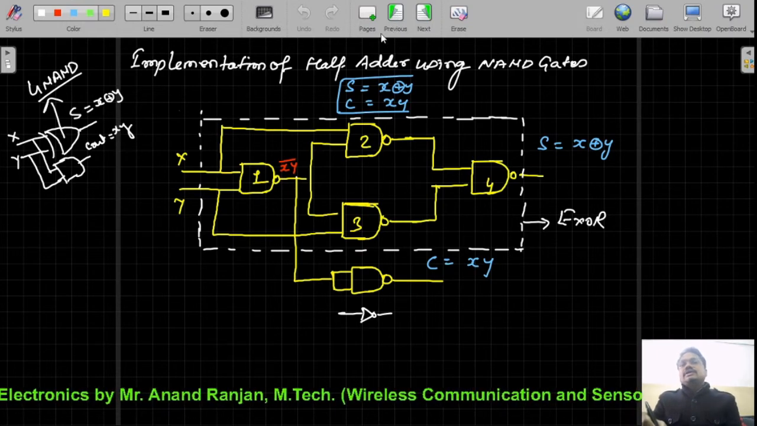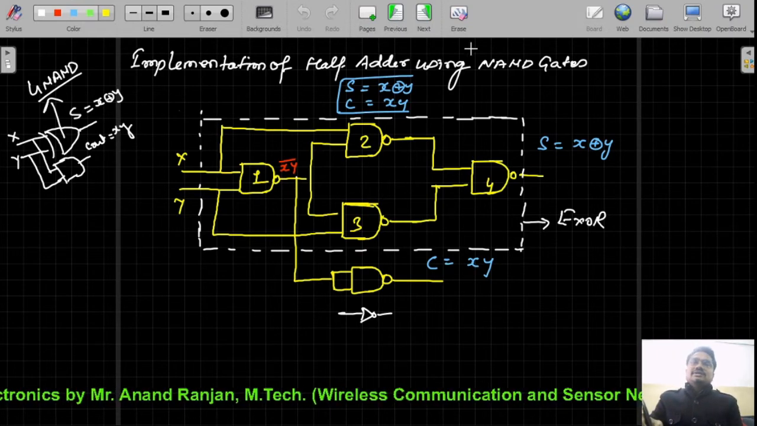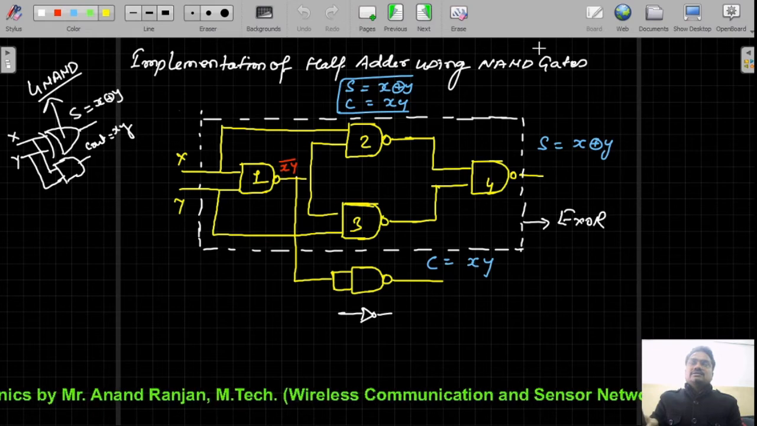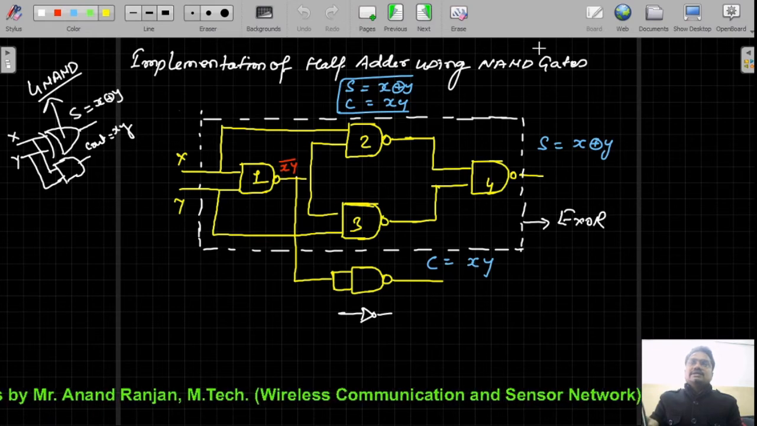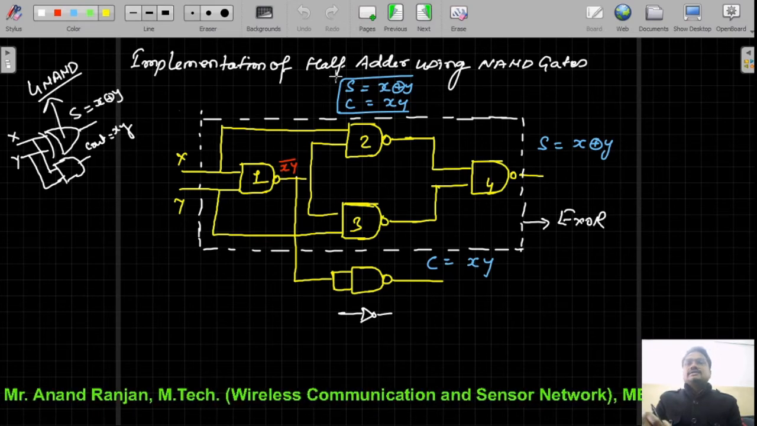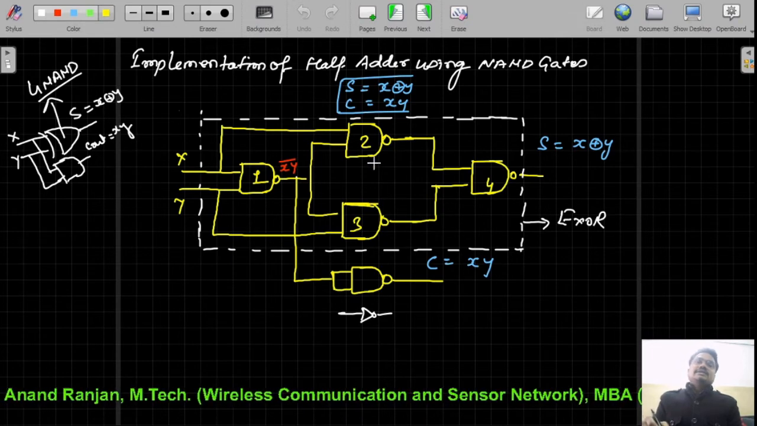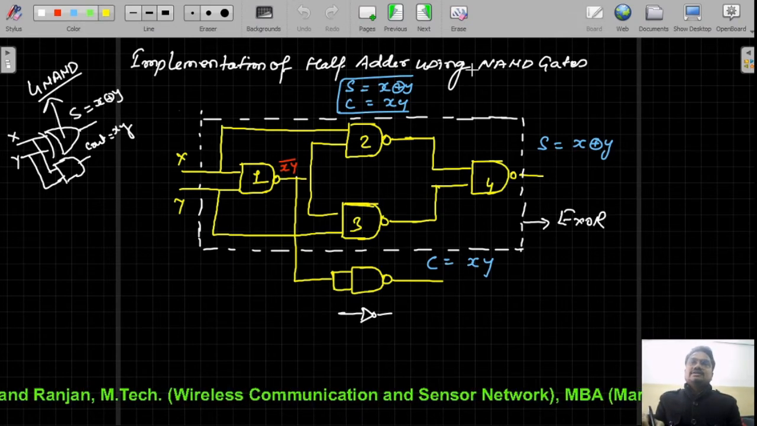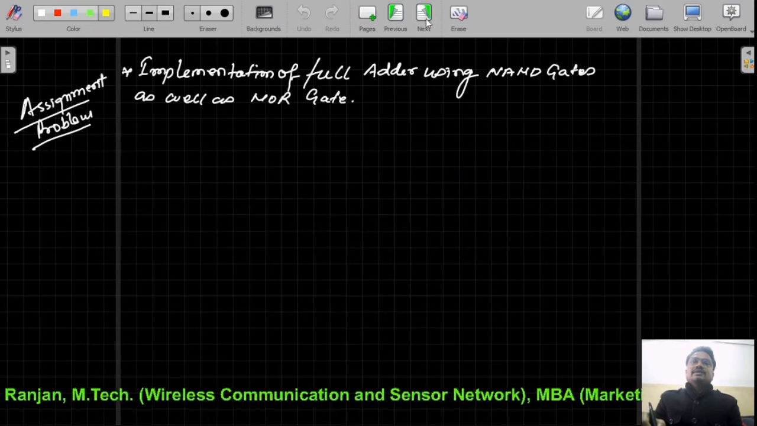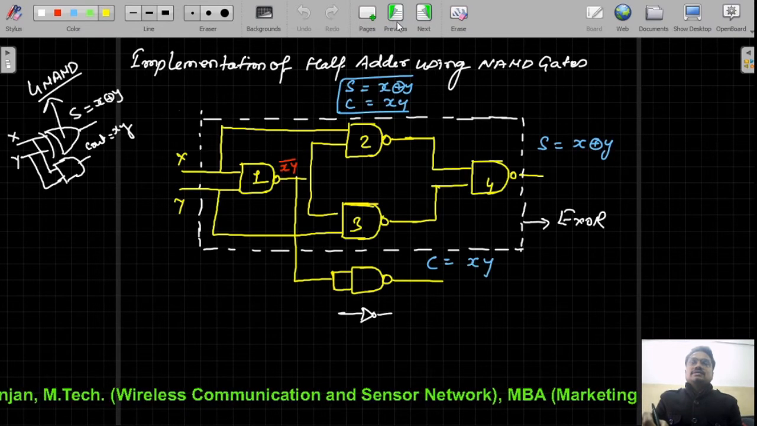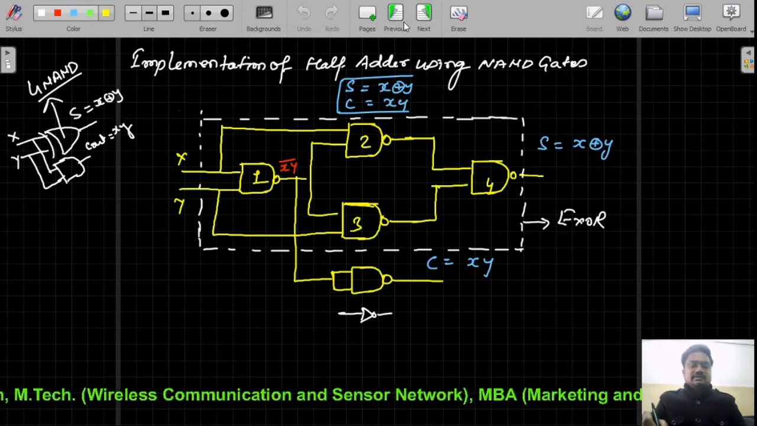Next, we can also implement our half adder circuit using NAND logic, and this implementation shows how you can implement your half adder circuit using NAND gates.